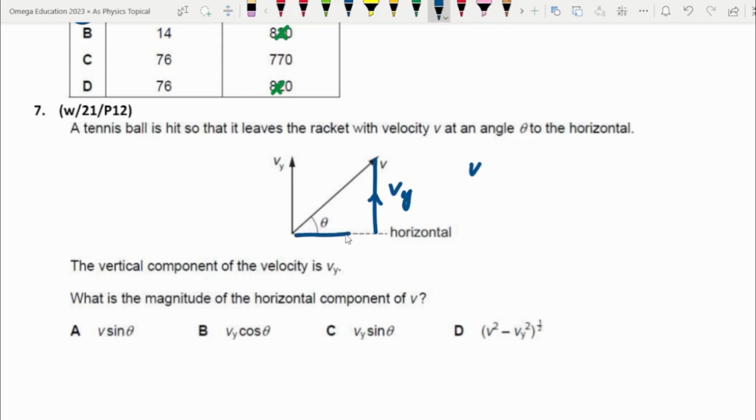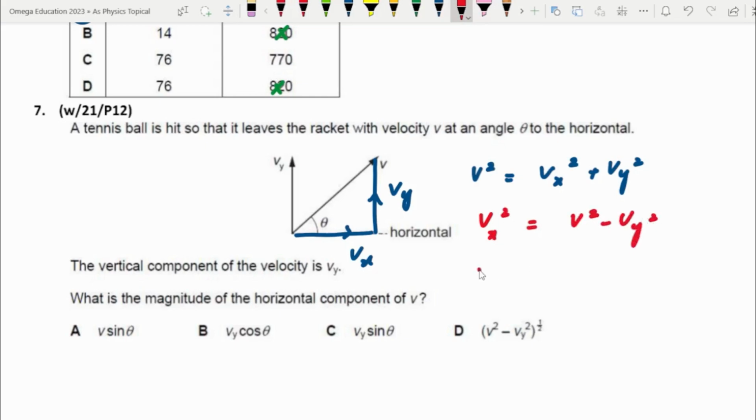This is your Vx. And we use Pythagoras theorem, and we can write V square equals Vx square plus Vy square. And if you need to find the horizontal component, it would be Vx square equals V square minus Vy square, and you need to get rid of the square from Vx, so Vx would be equal to this thing and then the square root of it, which is D. So for question number 7, you get D as the right answer.